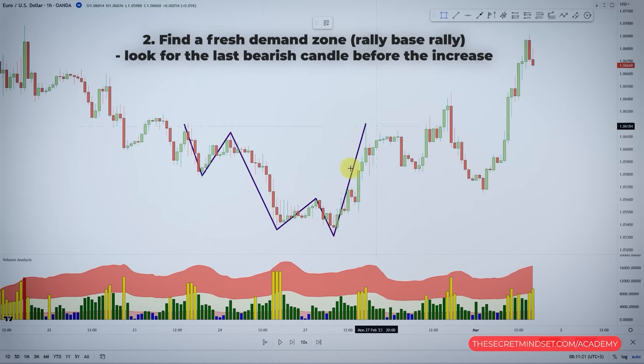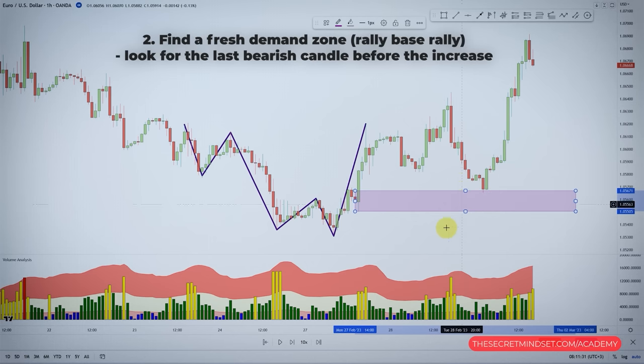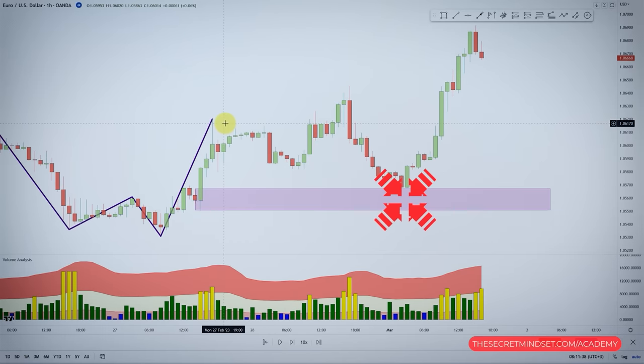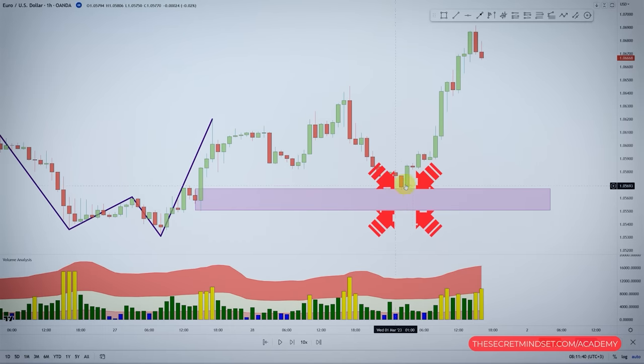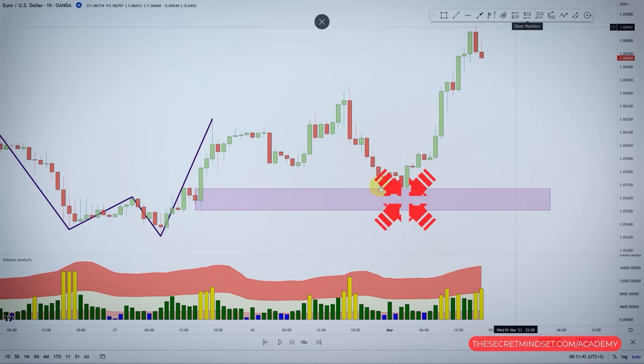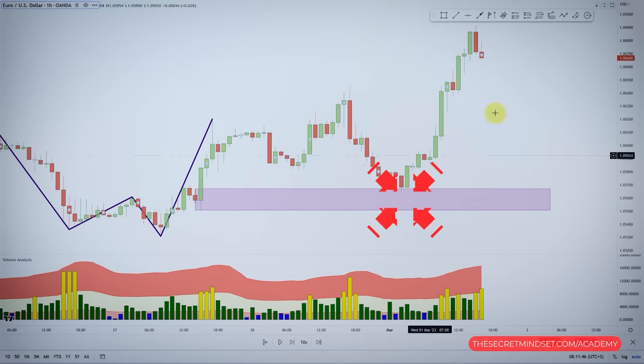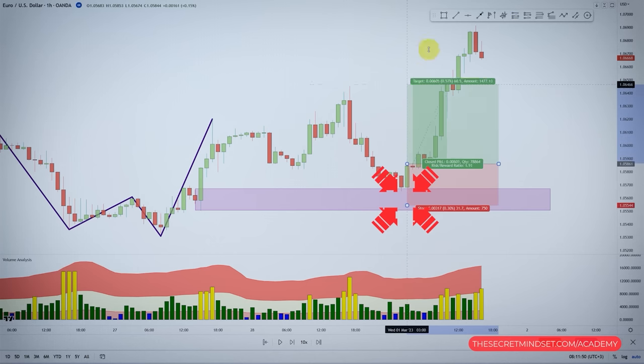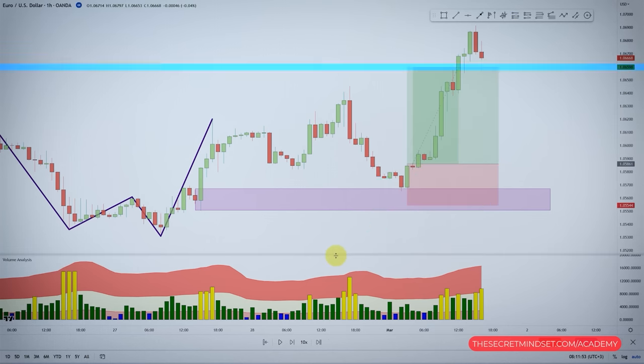First, you need to take a look at the left-hand side of the previous low, where the strong rally has started. You need to find the last bearish candle before the strong rally. I see a rally base rally formation, which is a continuation pattern forming a demand zone. When price returns to this area, you can open a buy position which stops below this demand zone. If you find a liquidity clear out, again, even better.